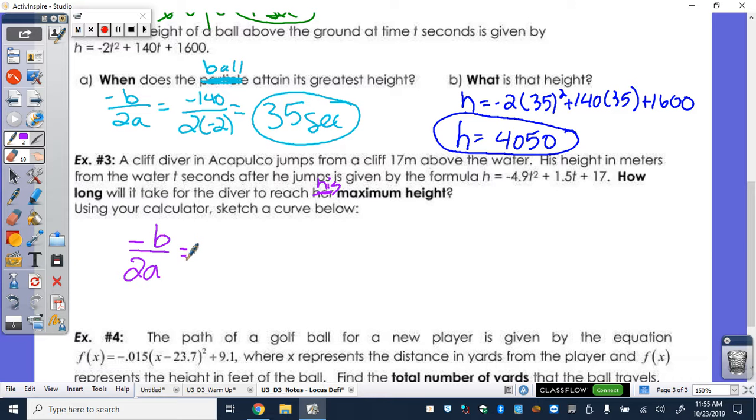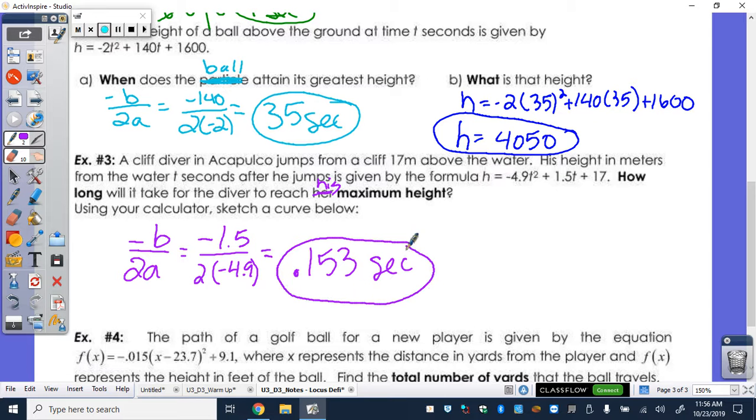So our b value from the equation is negative 1.5. A is negative 4.9. You should get a decimal. 0.153 seconds. Which makes sense because when you jump off a cliff, you don't really jump up that high.